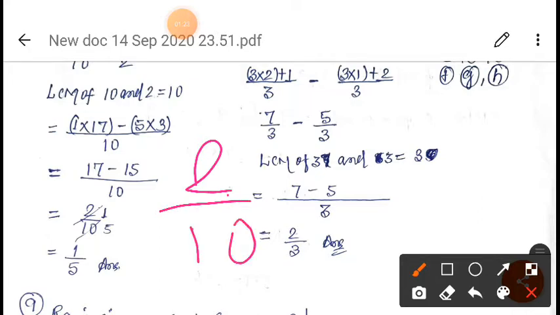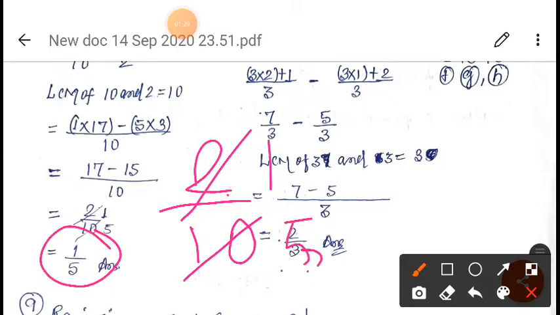Now we will try to reduce this. 2 ones are 2, 2 fives are 10, right? So we will get here 1 by 5. I hope you have understood this, right?